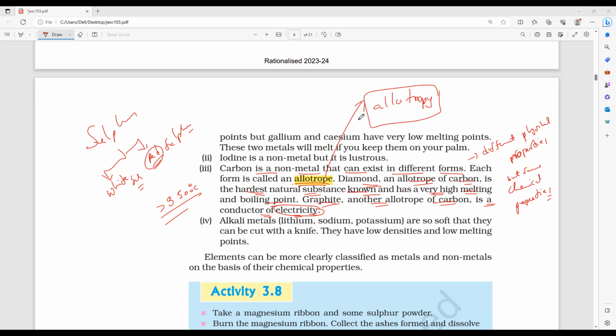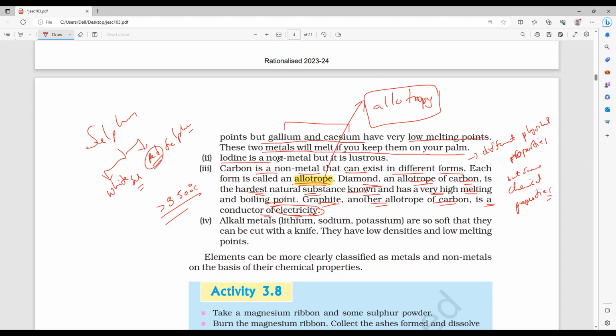So this is about the physical properties of non-metals. But you can see here, they are combined. Which metals will melt even on your palm? Gallium and cesium are metals, not non-metals, which have low melting points. These two metals will melt even if you keep them on your palm.